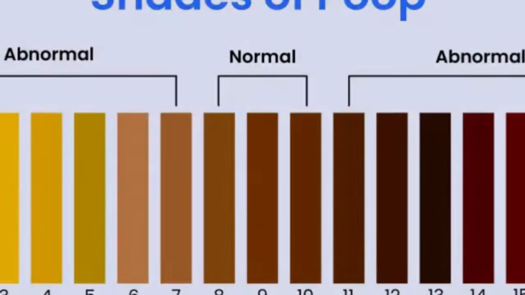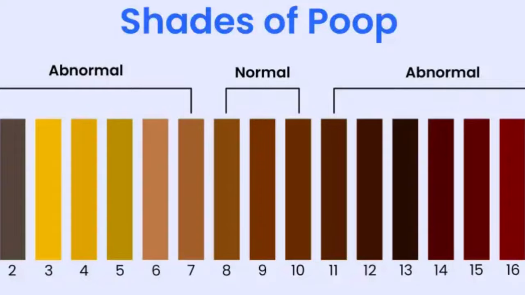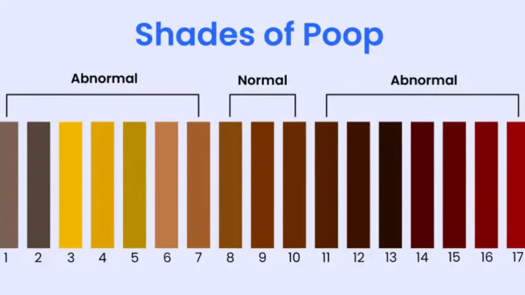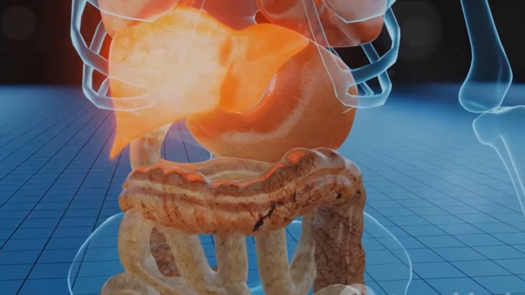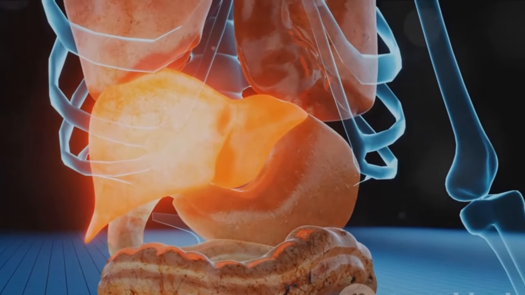5. Pale stools. When your liver is functioning well, your stools should be a healthy brown color. If they're persistently pale, it's time to pay attention. 6. Abdominal pain. If you're experiencing a persistent ache or discomfort on the right side of your abdomen, it could be your liver calling for help.